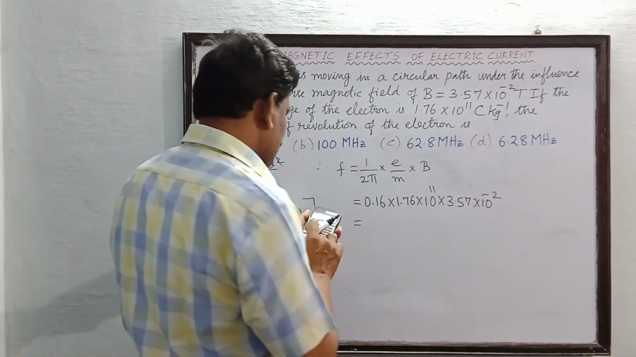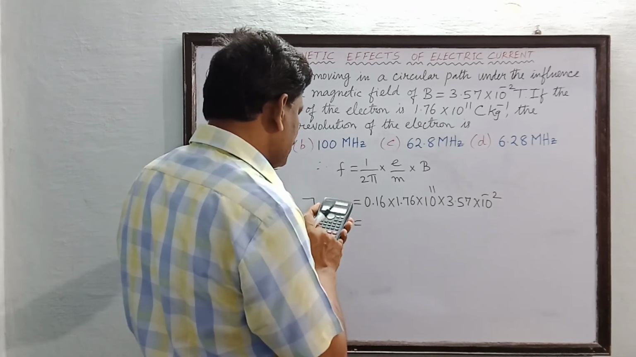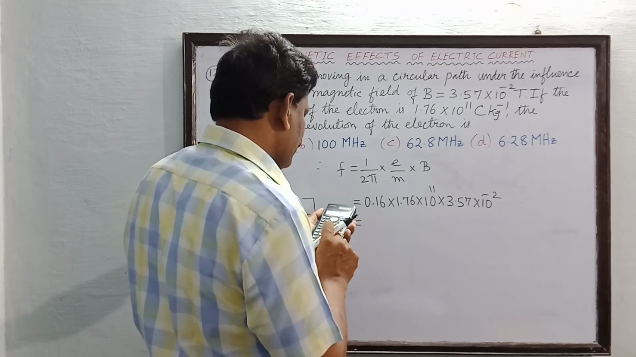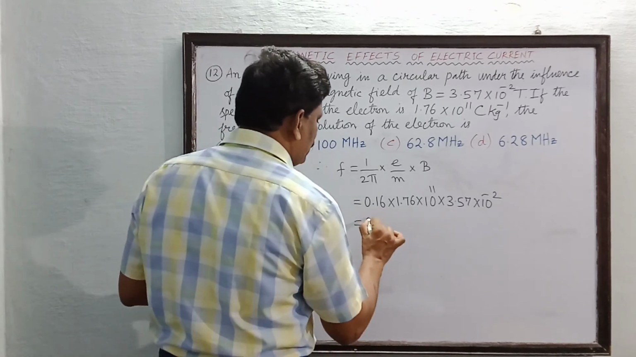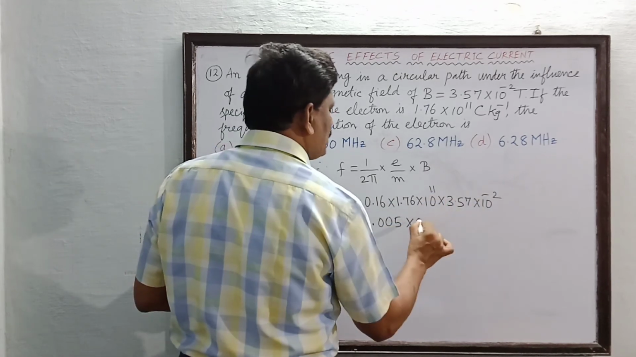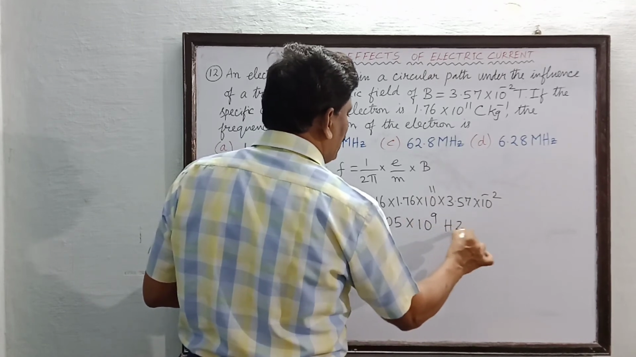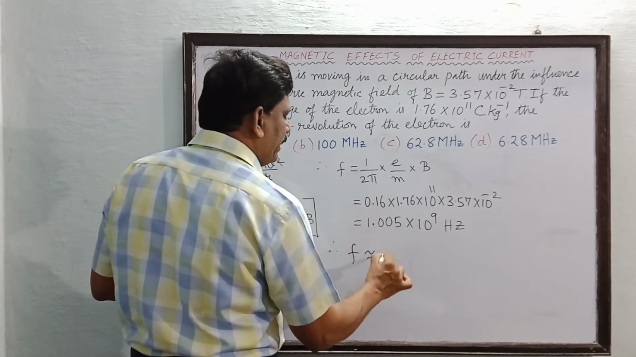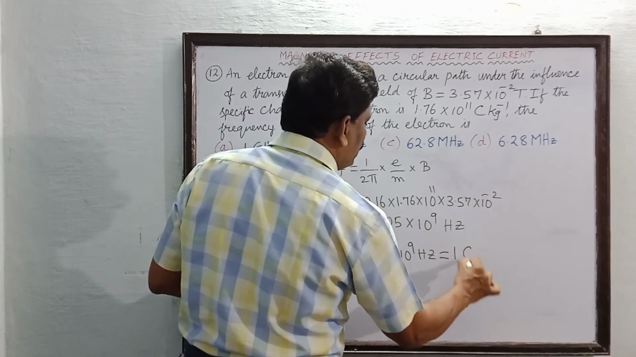So first 0.16 multiplied by 1.76 into 3.57. The product is now equal to 1.005. So this is 1.005 into 10 power 11 minus 2, so this is 10 power 9 hertz. Therefore, this frequency is nearly equal to 1 into 10 power 9 hertz. That is equal to 1 gigahertz.